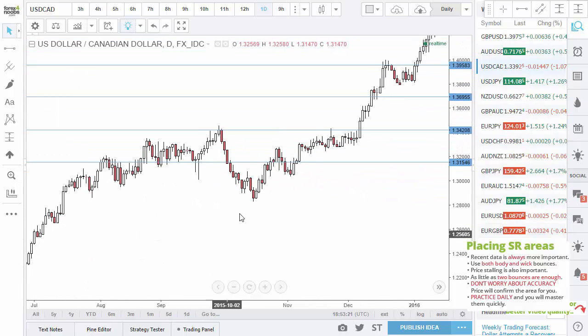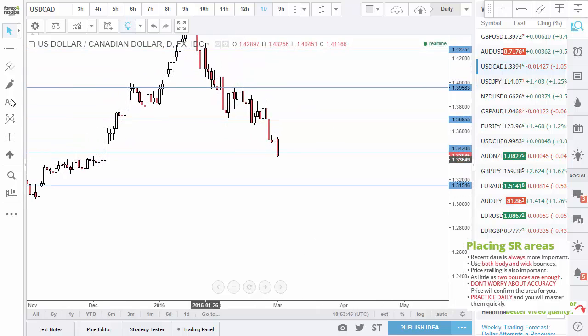All right, so I'm going to place it here. Why am I placing it here? Because we've got some body bounces here. So it's bouncing from the body of the candle. Body bounce there. Here I kind of cut through it, but it's only a few times, so I'm not too worried about that. And like I said, price is going to confirm this area for us.